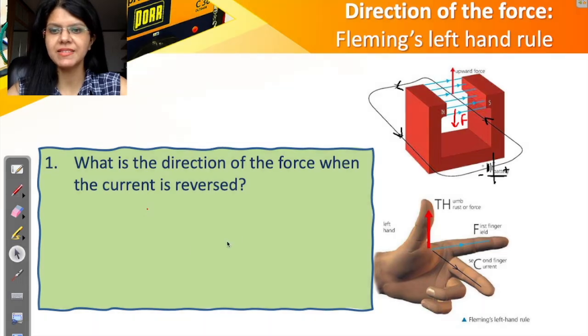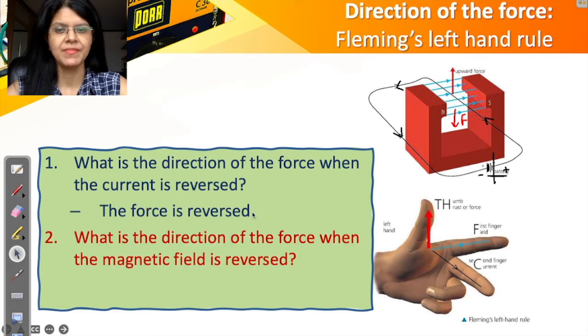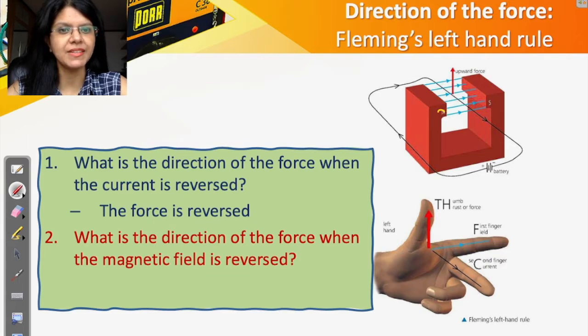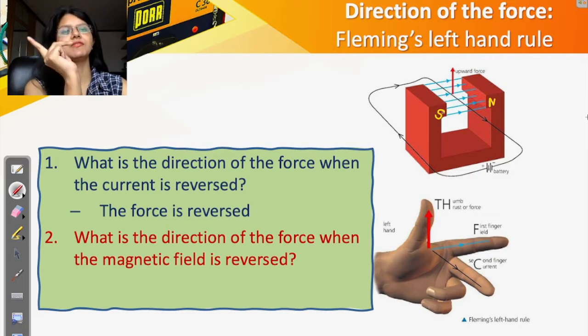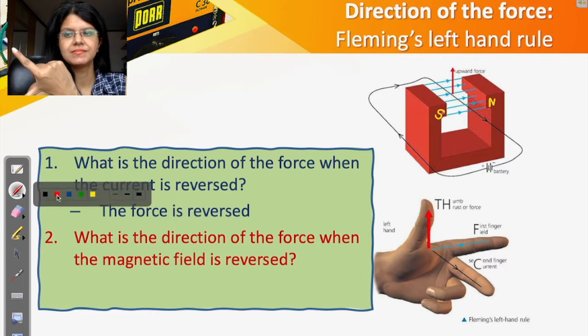So what happens when the current is reversed? What did you find out yourself? You found out that the force is reversed. Okay, so let's answer this other question, which is, what is the direction of the force when the magnetic field is reversed? Now let's remove all these markings. Now we are saying that we are reversing the magnetic polarity. So you have the south pole here, you have the north pole here. Use the Fleming's left hand rule again, north to south, the current going this way, the force goes down. So the new force that you get, it goes down.